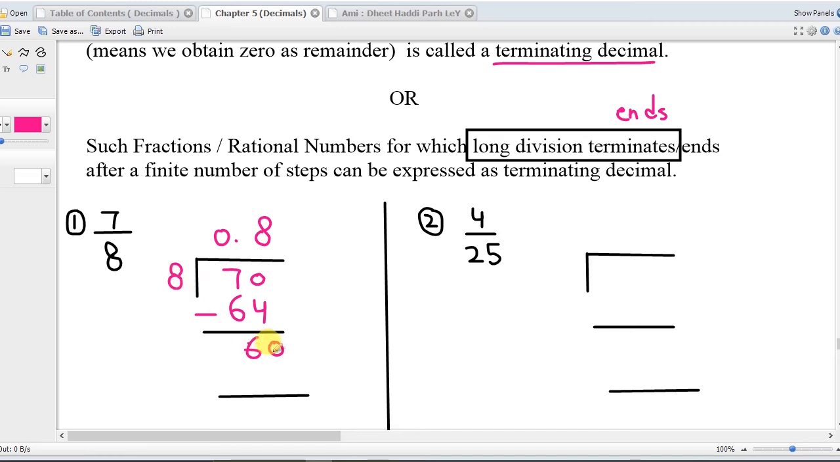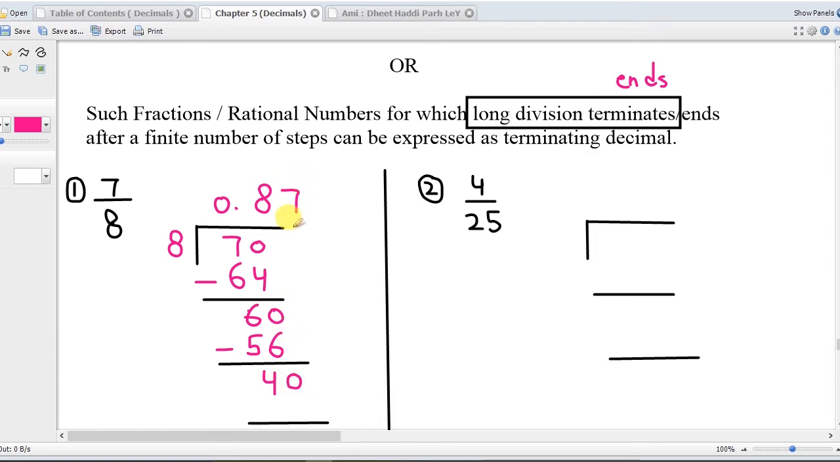Start counting the times table of 8 up till 60 or close to 60. This gives us 7 times 8 is 56. Simply take away these numbers, then the remainder we are getting here is 4. Now again this number becomes smaller, we cannot divide, so I'm going to put a 0 here. Now start counting the times table of 8 up till 40. This gives us 5 times 8 is 40.